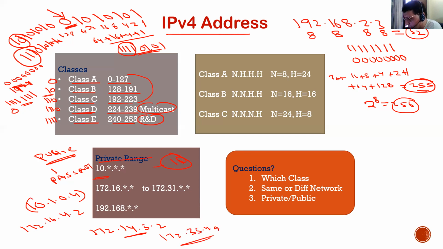172.35.4.9, this is also public. So for private, you need to check both octets. The first octet should be 172, and the second octet should be between 16 till 31. So here they'll be asking a lot of questions.